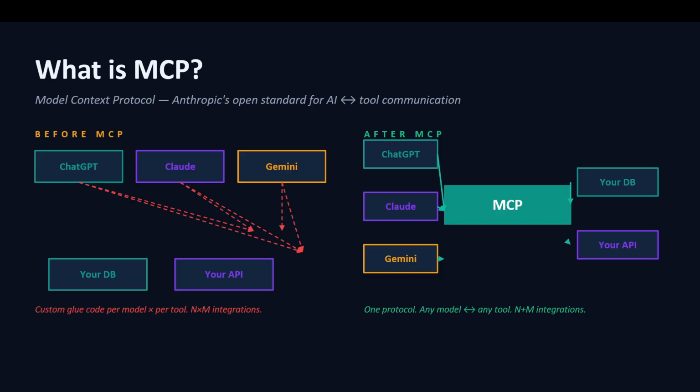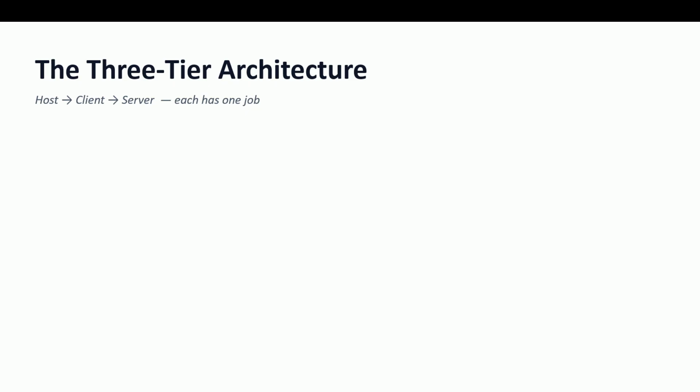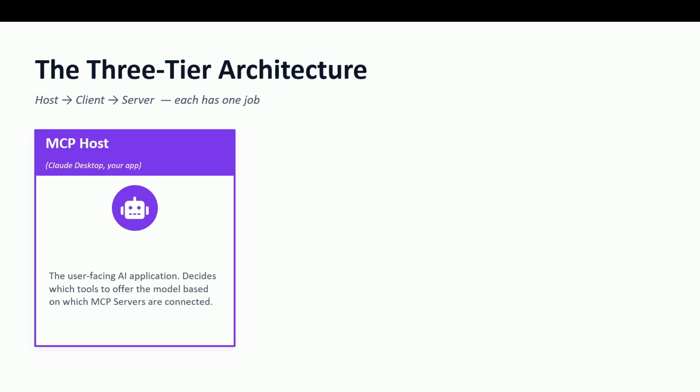This is very analogous to the USB-C. Before USB-C, every laptop brand had its own charger. MCP is something like a USB-C for AI integrations. So basically, it's a 3-tier architecture. We have 3 tiers: host, client, and server.